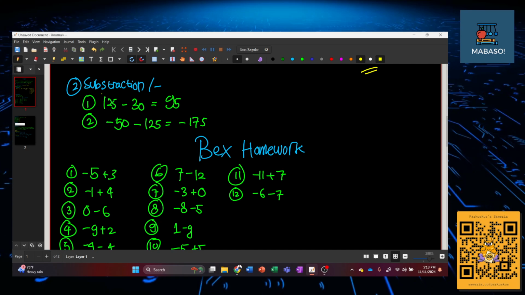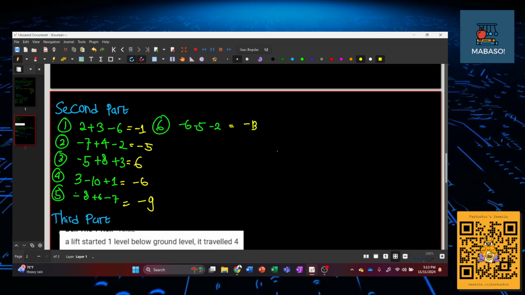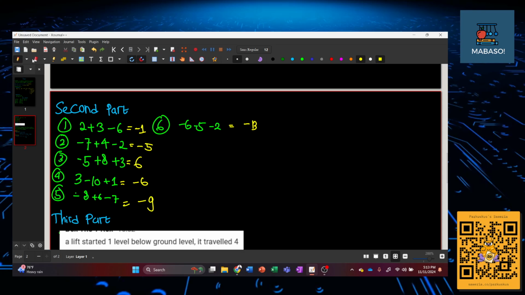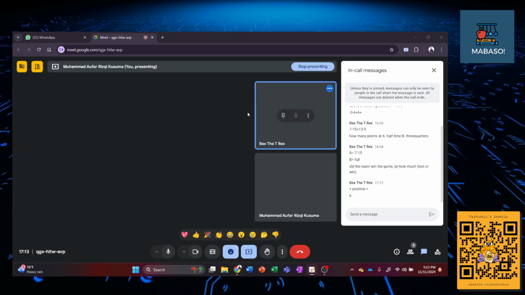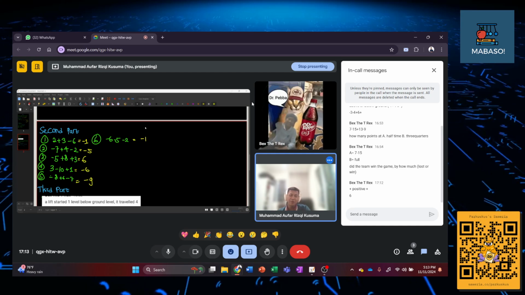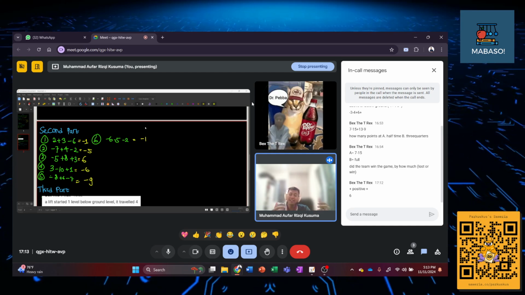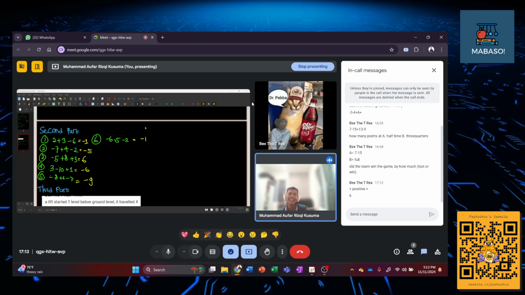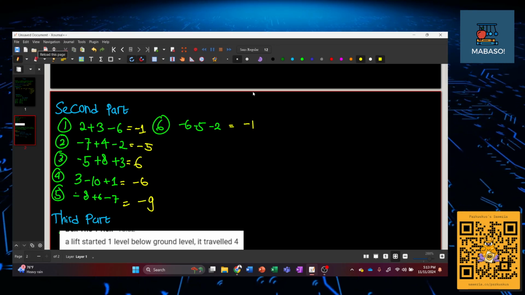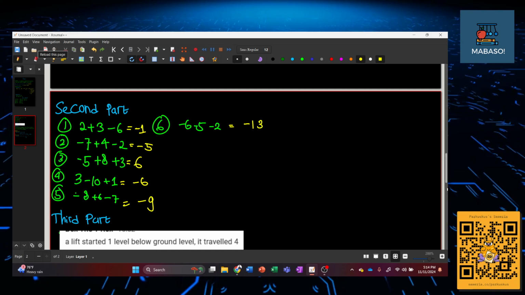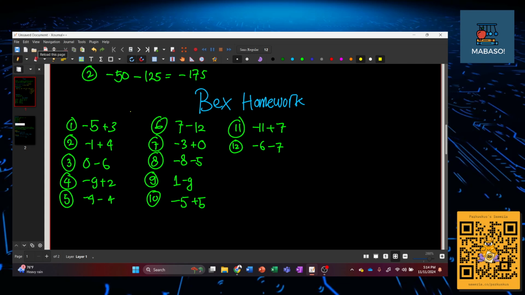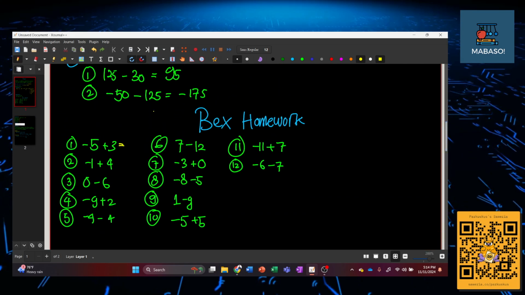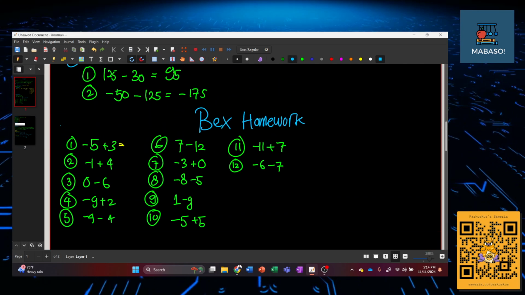Wait, that was -8, not 13. Oh yeah. Okay. The 3 and the 8 are very close together. Okay, good one. So this is a rather easy question. If you can solve this one, the second part will be much easier.